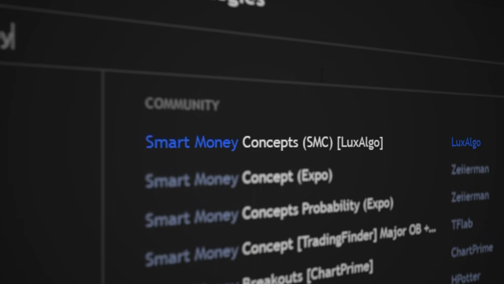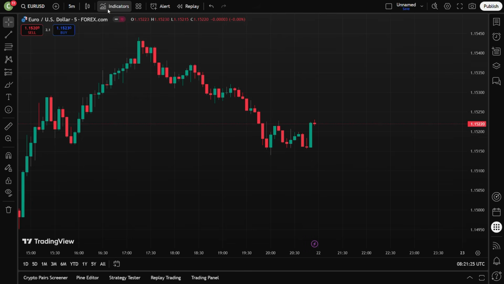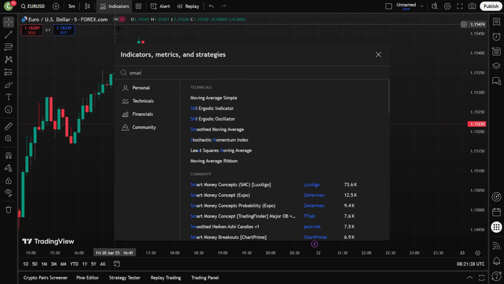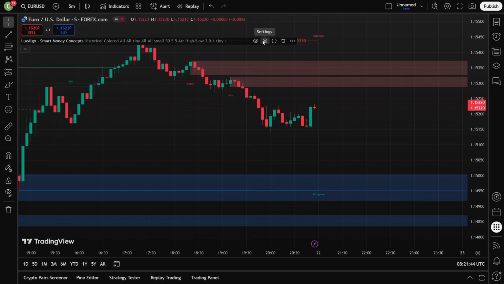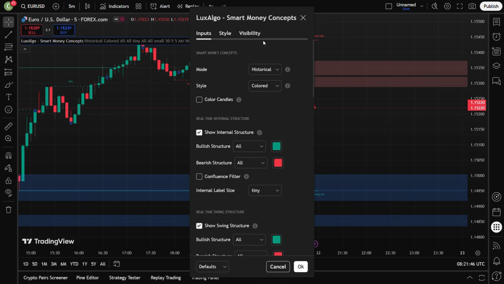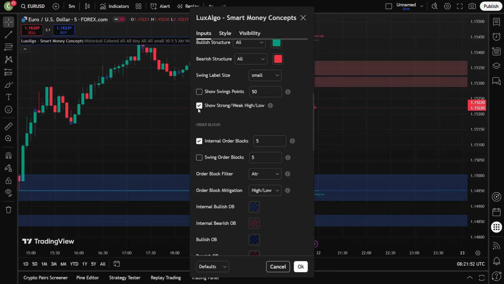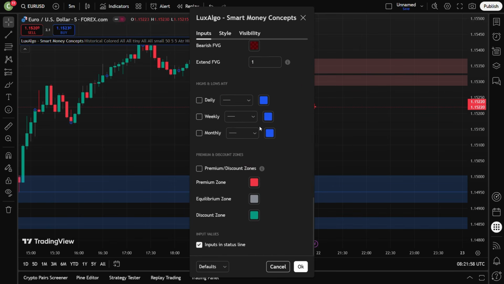We will be using the Smart Money Concepts indicator. To add this indicator, go to your TradingView application and select the Indicators tab. Here, search Smart Money Concepts and select this specific indicator. Now go to the indicator settings and uncheck all the boxes except the internal order block.